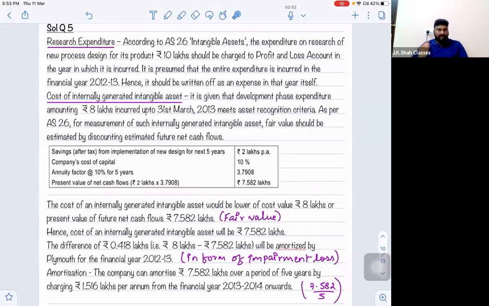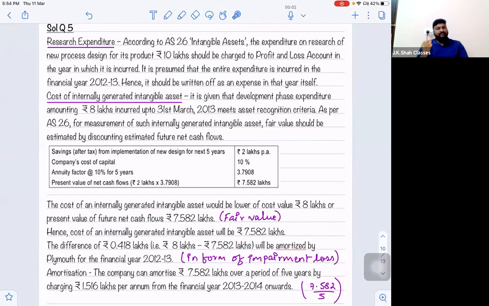And one more point I would say, the concept of calculating the fair value, what you have learned now, can be used for any asset. It can be used for internally generated tangible, intangible, any asset.